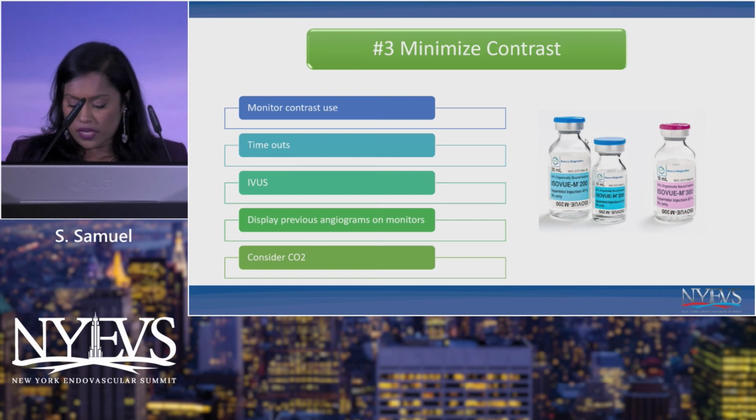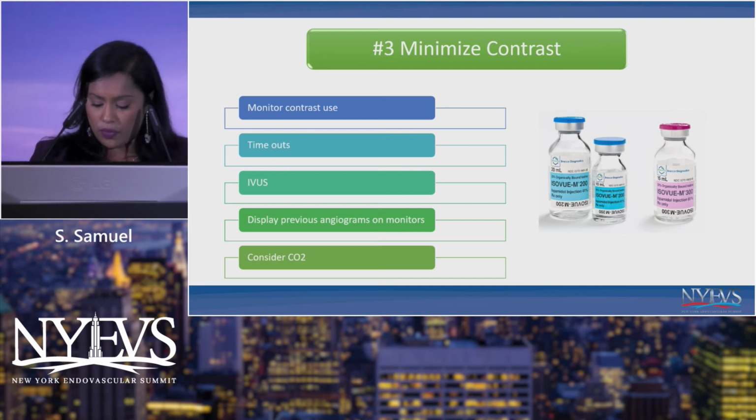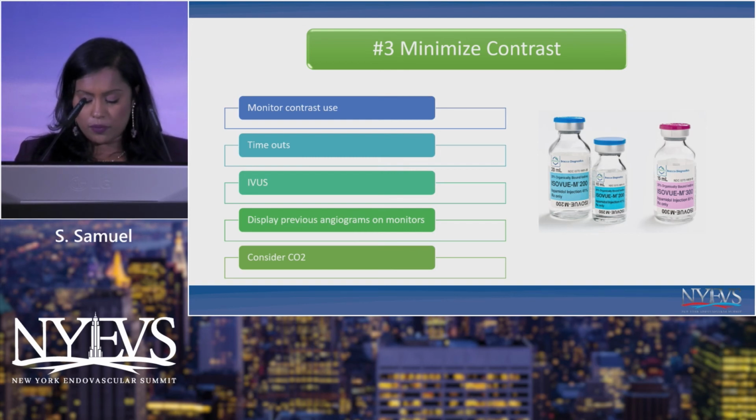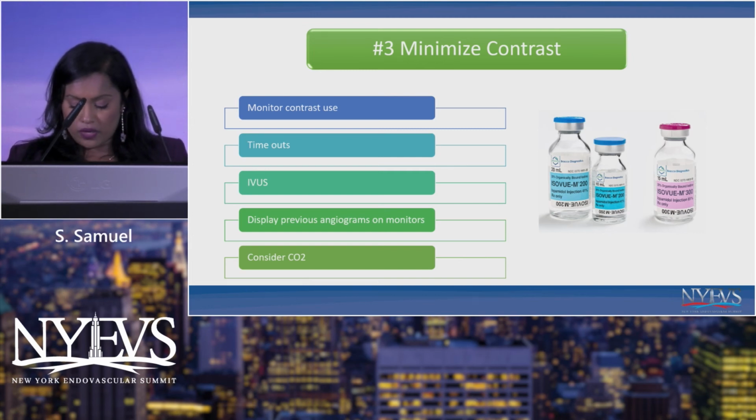Lastly, I'll briefly touch on the importance of minimizing contrast delivered. Contrast is one of the few modifiable risk factors we have, so as healthcare professionals, we should really do our parts. And how can we do this? Well, we can monitor how much we give and try not to take extra pictures that are not necessarily needed. We can perform timeouts with the entire team and make them aware of the patient's GFR and creatinine level prior to obtaining access. We can also stage procedures if possible and display any previous angiograms on the monitor for reference.